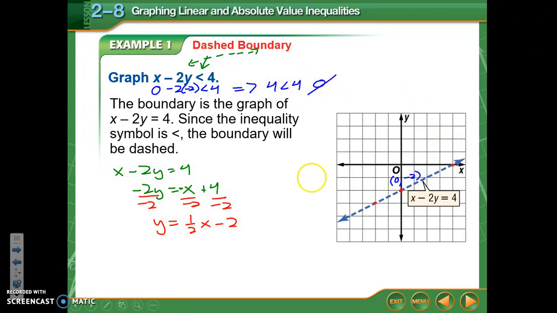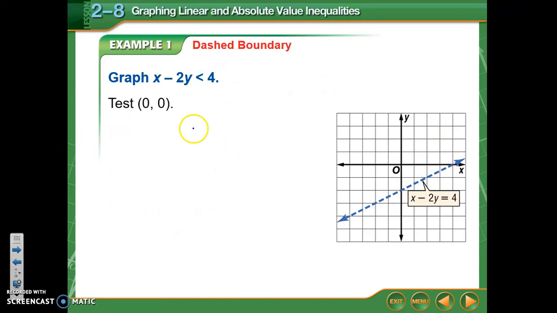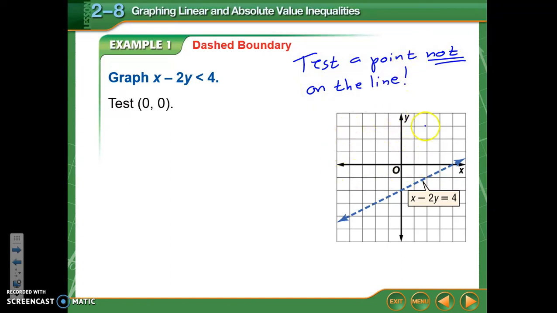So the points on the line are not included, but we do have to decide which side of the graph we're going to shade. To decide which side of the graph we're going to shade, we need to test a point. You always want to test an ordered pair, a point that is not on your line. Okay? Test a point that's not on the line, because we need to figure out, do the points on this side of the line make the inequality true, or do the points on this side of the line make the inequality true? This line is called my boundary line. It's the boundary between the points that work and the points that don't work. So that's what a boundary line is. It's the line that I graph for my inequality.